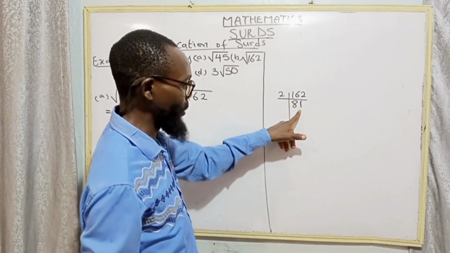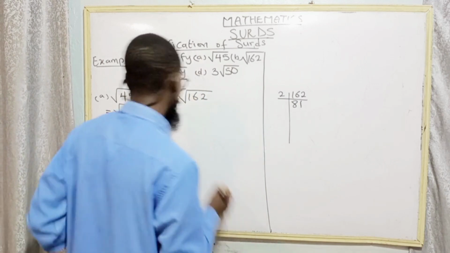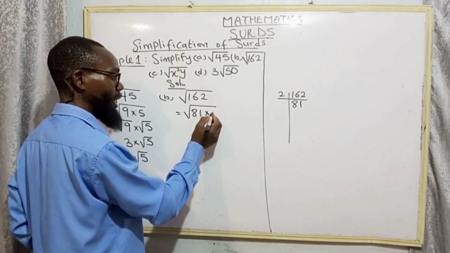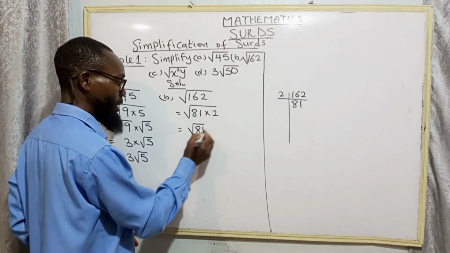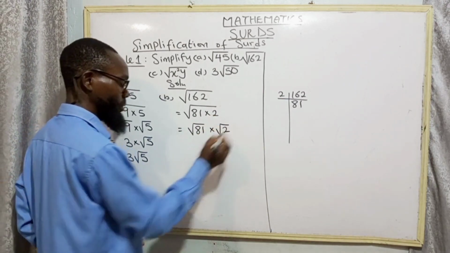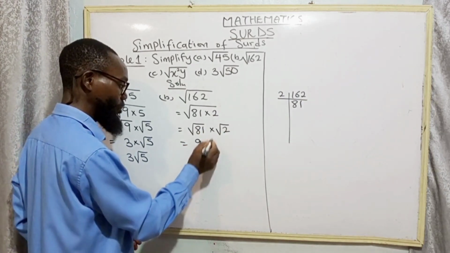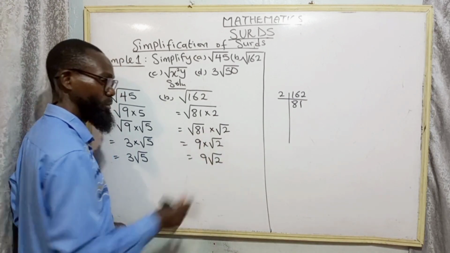Look at this 81. From this 81 we can have 9 times 9. So 9 times 9 is 81. So this will be the square root of 81 multiplied by 2. So we have the square root of 81 multiplied by the square root of 2. So the square root of 81, that is 9, multiplied by the square root of 2, which gives 9 root 2.